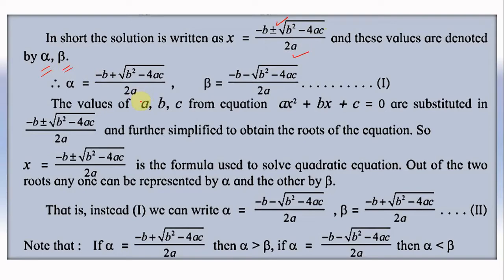One can be alpha, the other can be beta. Alpha can be positive, beta can be negative. And what are these a, b, c in the equation? From the standard form we know ax square plus bx plus c, the coefficients and the constant. So if a quadratic equation is in the format of ax square plus bx plus c, we will substitute in this formula to get the answer.